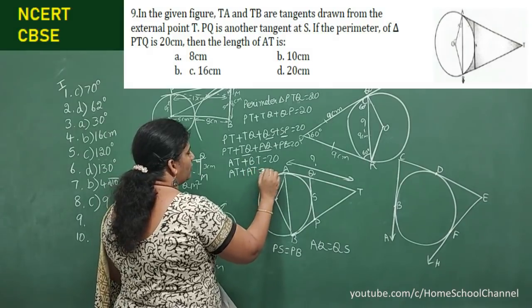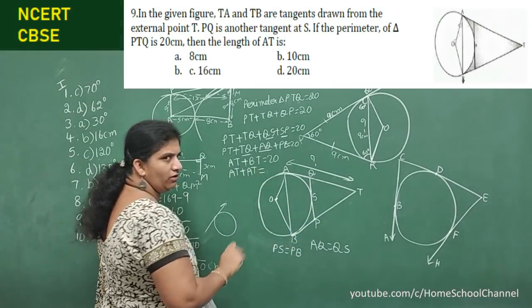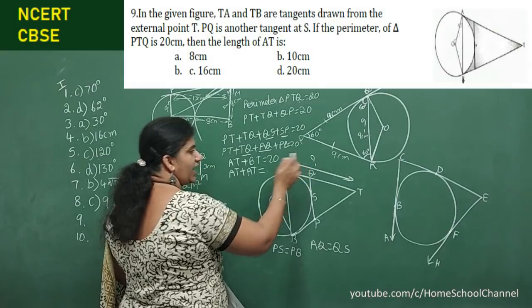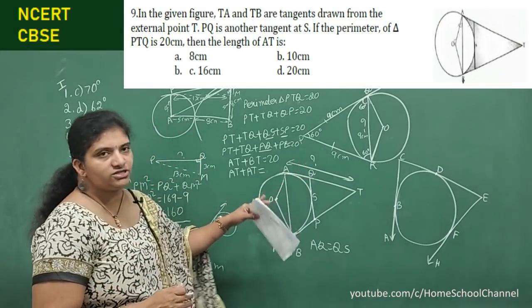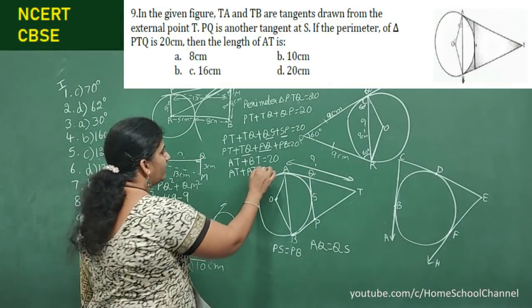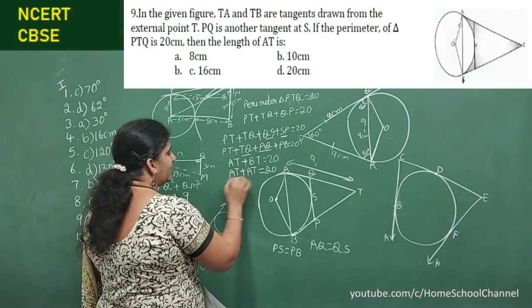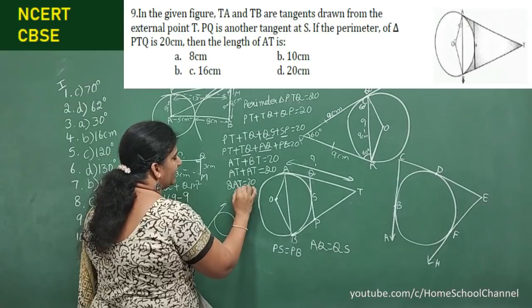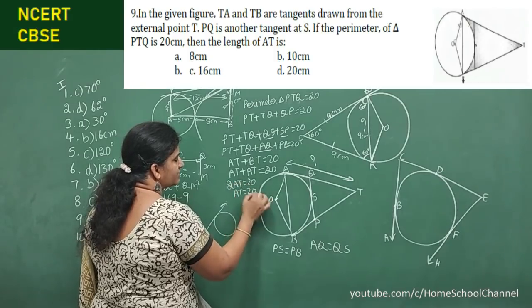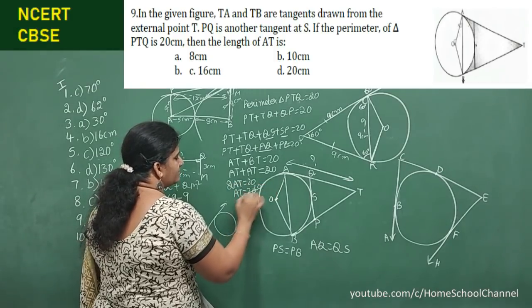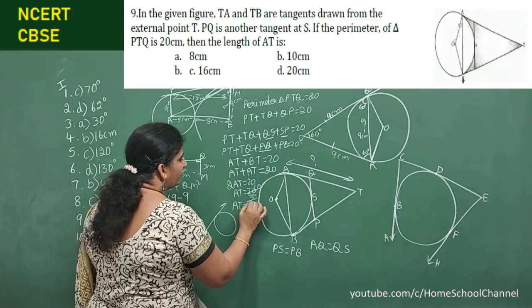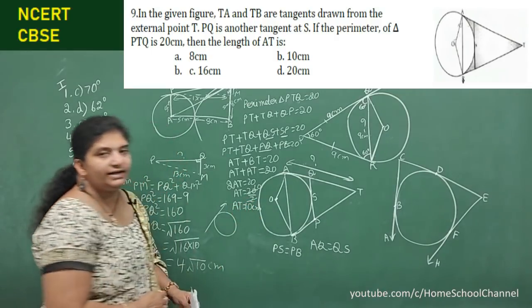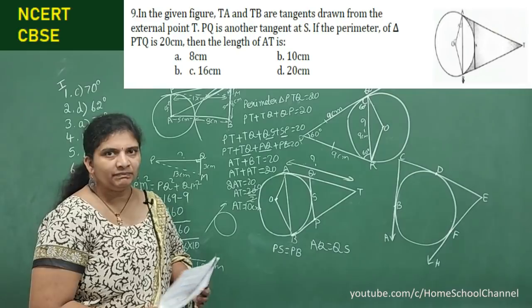Why AT, children? You can write BT, no? No, they have asked us the question AT. So instead of BT also you write it as AT. AT plus AT, 2AT is equal to 20. AT is equal to, divide this by 2, 2 tens. Therefore, the length of AT is equal to 10 centimeter.